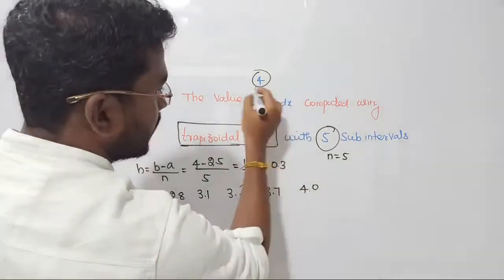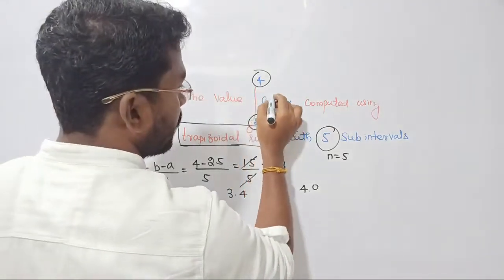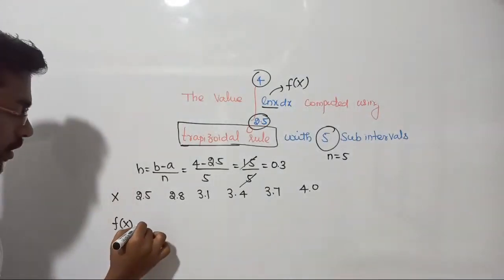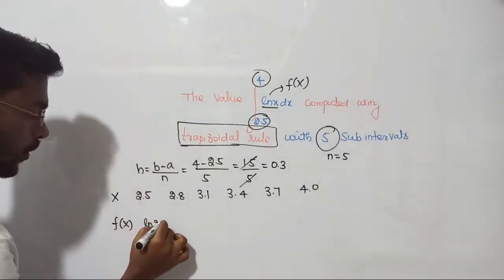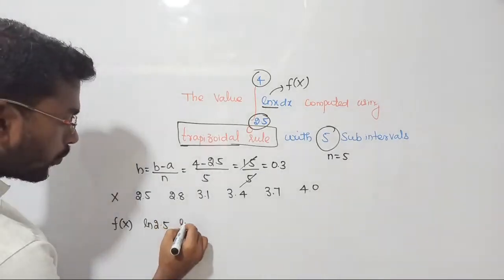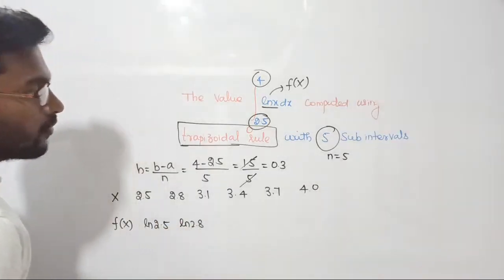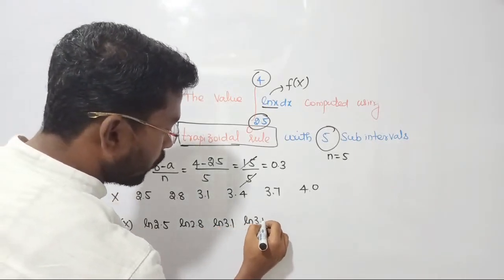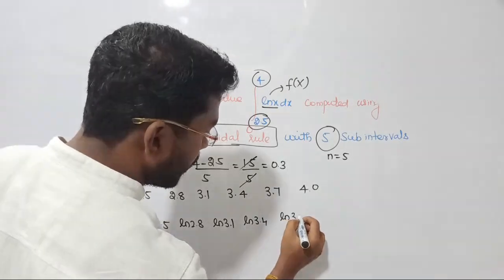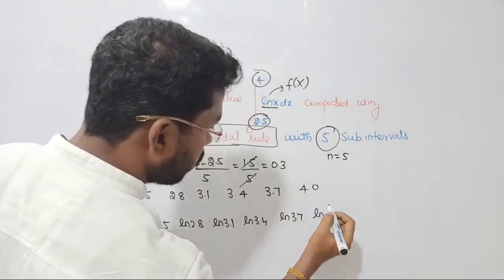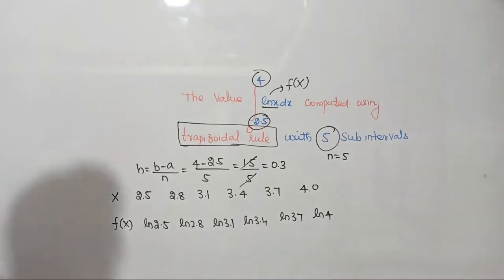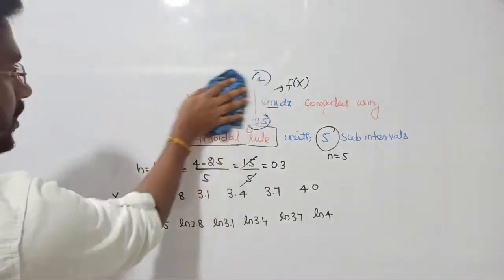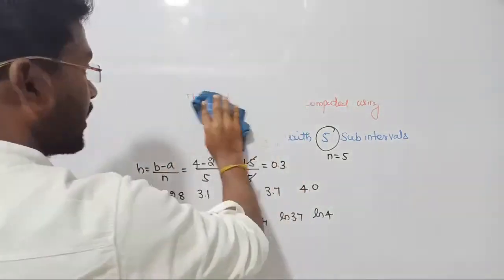Now our target is to achieve the value of f of x. Already we have ln x in our hand. This is our f of x. Now we have to substitute these values: find ln of 2.5, then ln of 2.8, then ln of 3.1, then ln of 3.4, then ln of 3.7, and then ln of 4. Yes, we got the f of x values also. Let's try and bring the answer with the help of the trapezoidal rule. Guys, please don't wait for me, bring the answer by yourself.